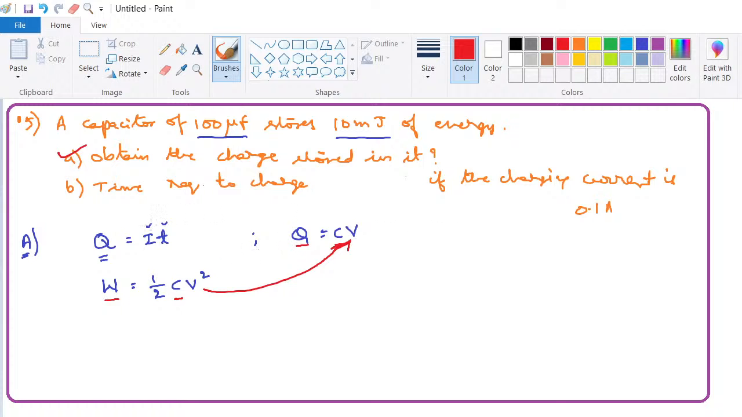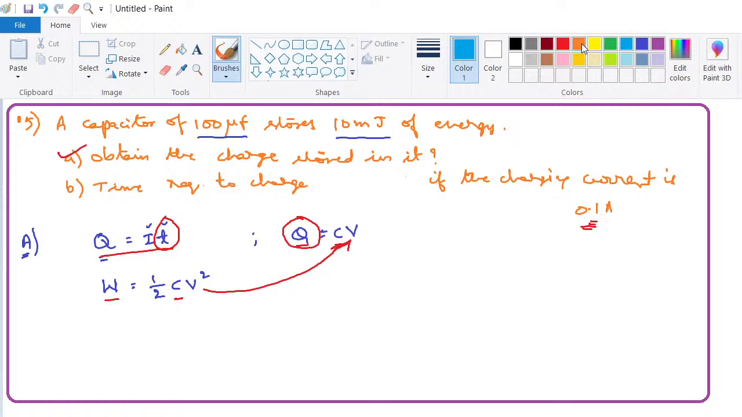After that, what is the time required for this charging current? So this formula will be utilized for that. At this stage we know the charge and we also know the current, so we can simply find the time here. Okay, let's go one by one.